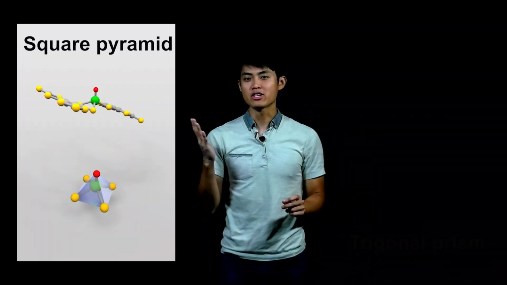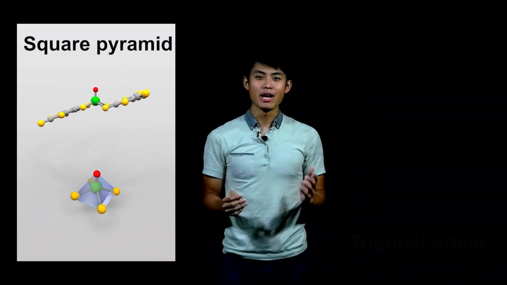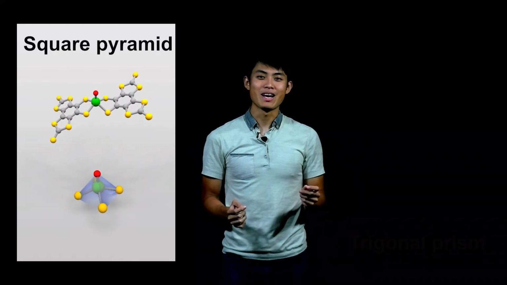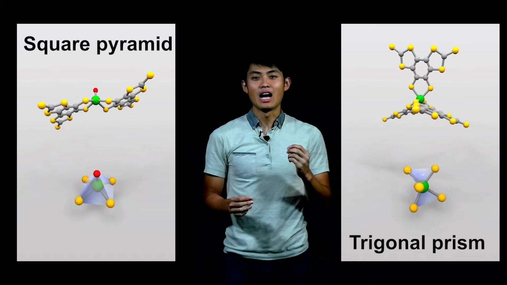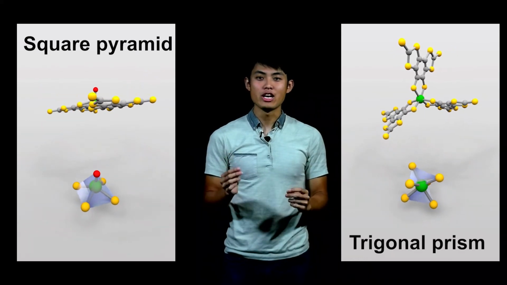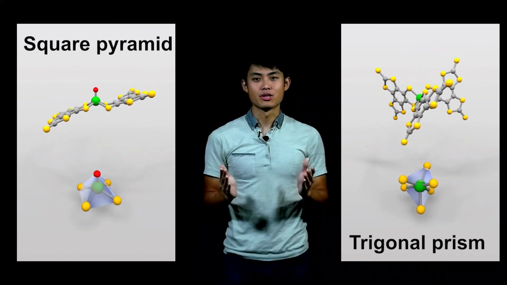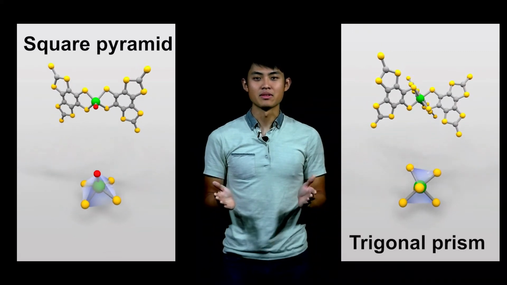In my research, I apply crystal field theory in designing my molecular qubits. In one of my projects, I synthesized a vanadyl complex with square pyramidal geometry, shown here on the left, and compared it to a trigonal prismatic vanadium complex, shown here on the right. I wanted to see how this change in geometry changes their electronic structure and their performance as a qubit.